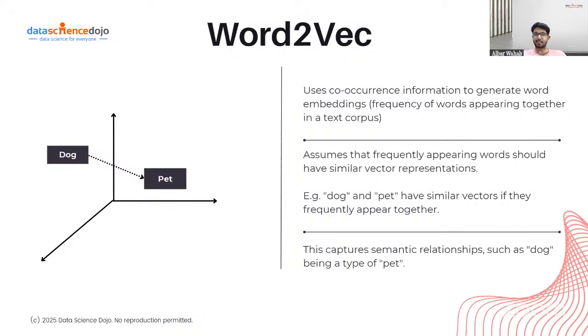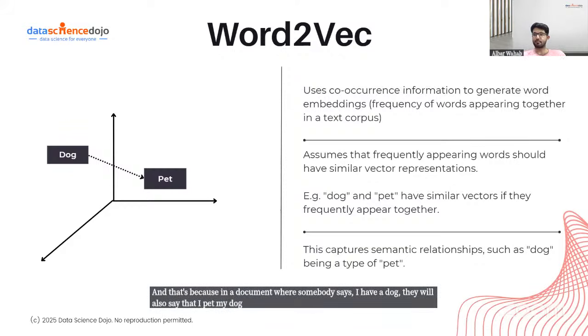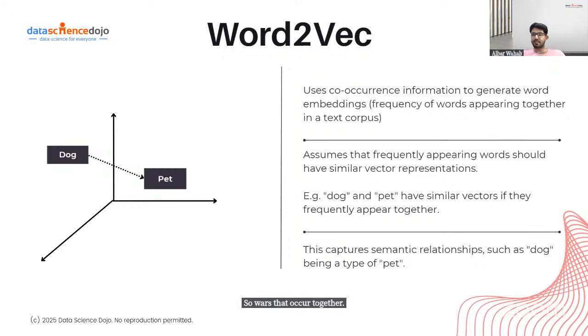And that's because in a document where somebody says, I have a dog, they will also say that I pet my dog or something like that. Similarly, if a document is talking about king, it might also talk about queen. So words that occur together end up having similar vector representation. That means that they are closer to each other.